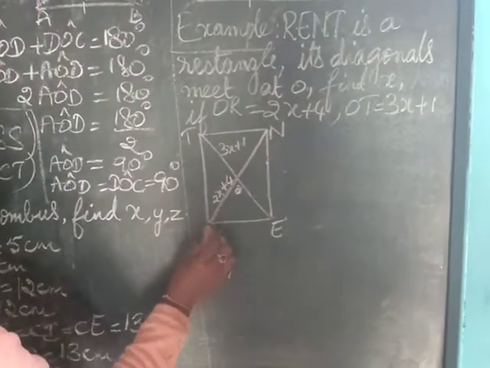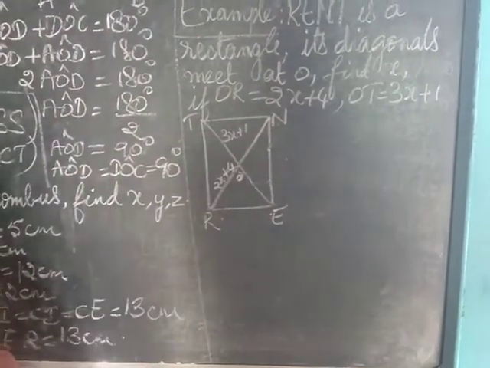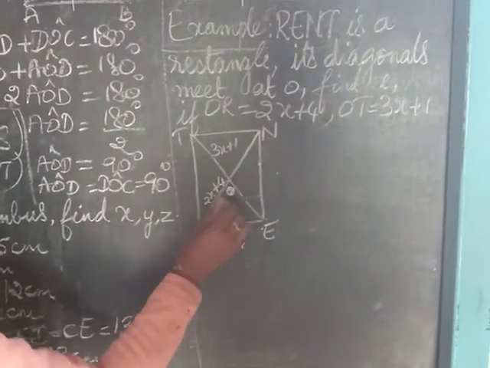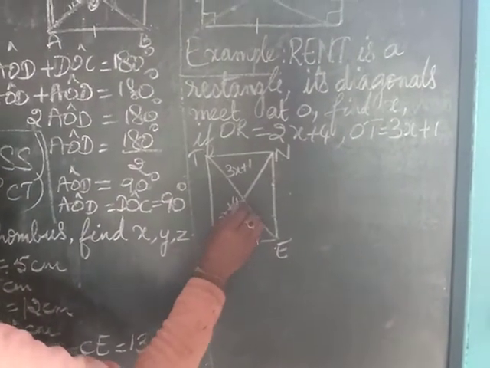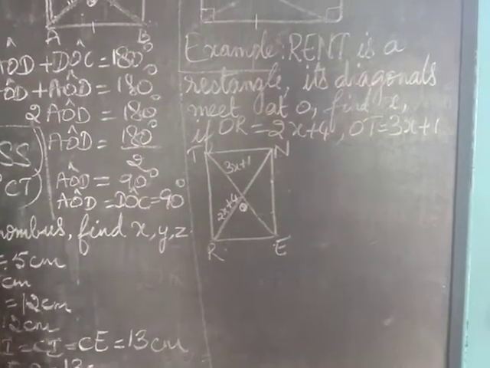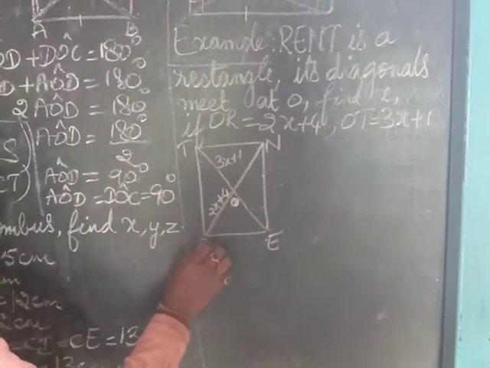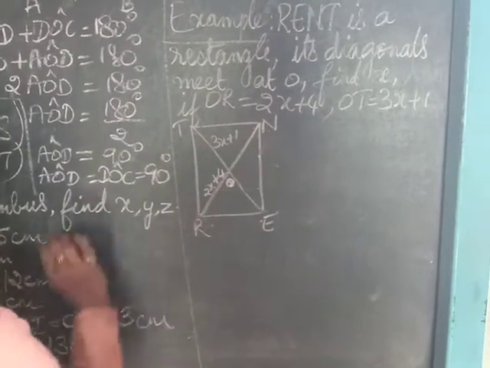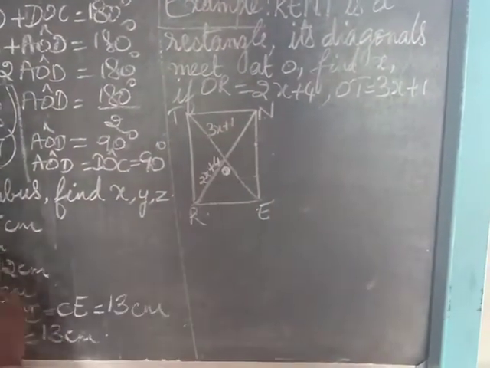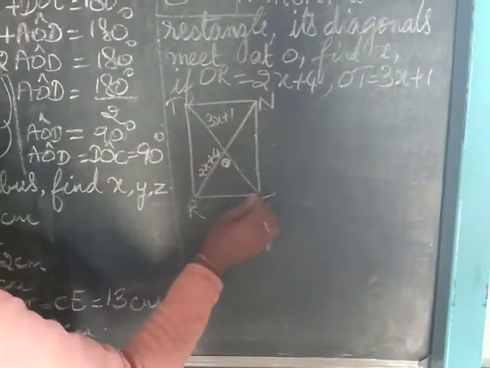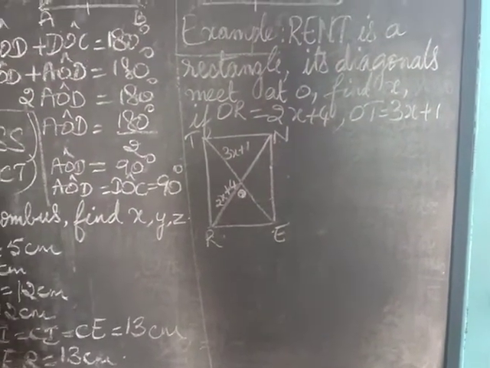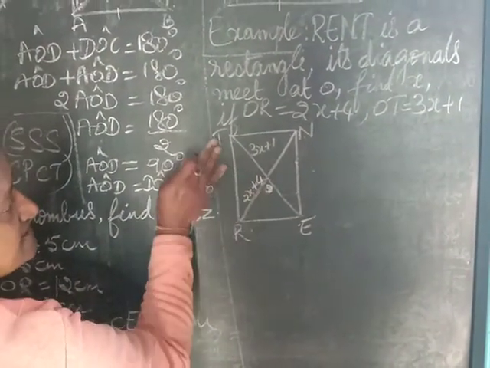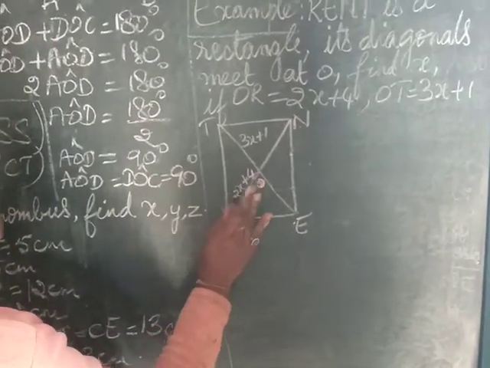So here in the figure you can see RENT is a rectangle. And here the diagonals bisect each other at O. Here 2x plus 4 and 3x plus 1 we have. RO is equal to 2x plus 4, and RO is equal to ON, and TO they have given as 3x plus 1. And here OE is equal to TO. We know that since diagonals bisect each other, half of TO is nothing but half of RN.